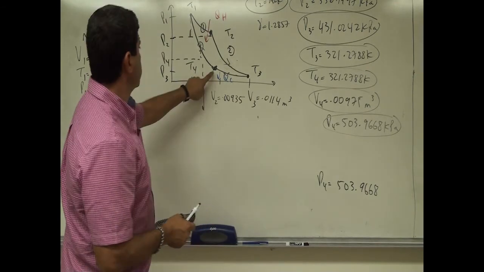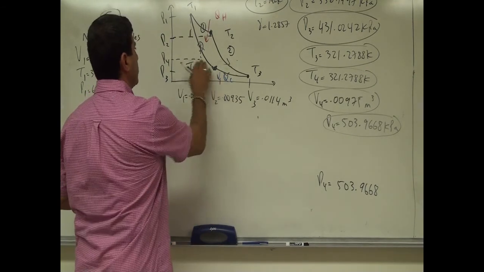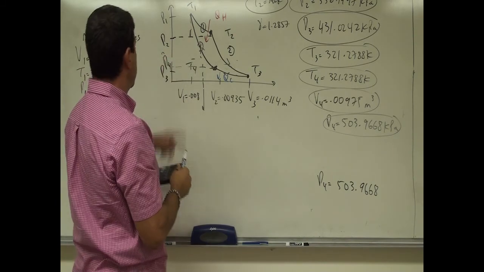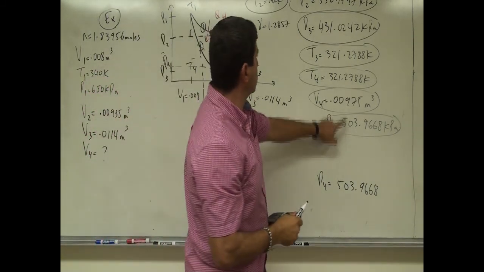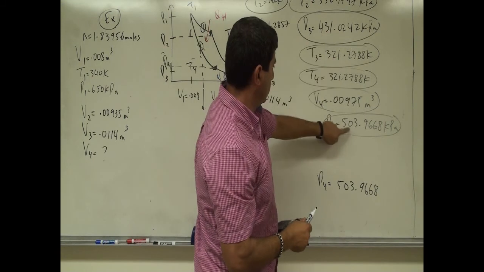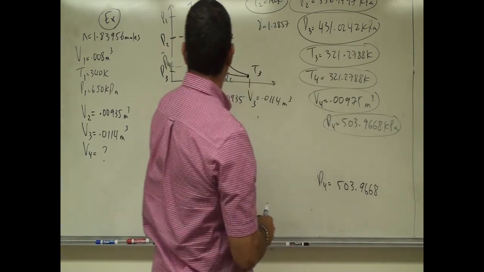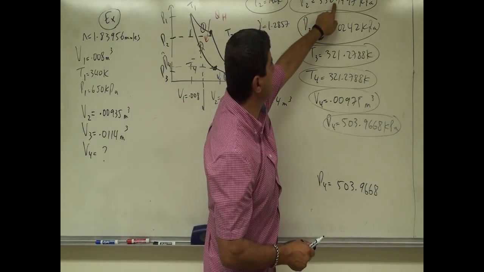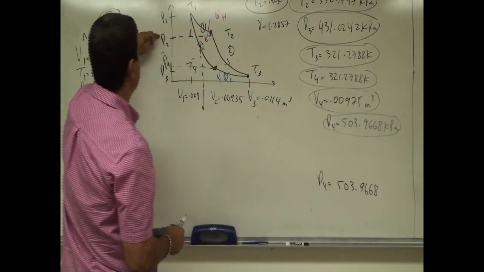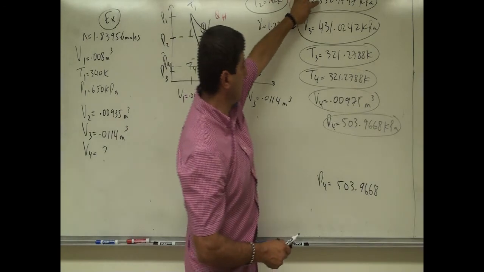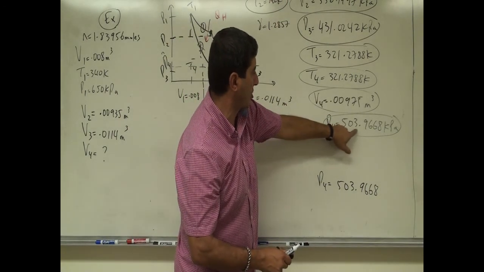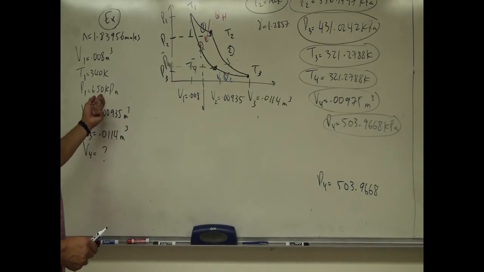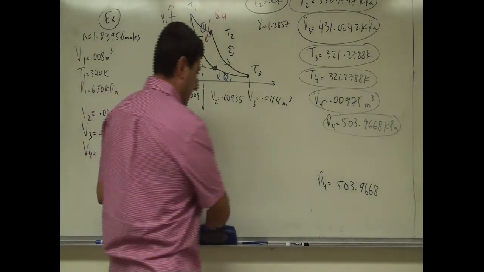Okay, so does that make sense? P4, which is this one, should be larger than P3. P3 was 431 kilopascal, right? So it should be larger, but it shouldn't be as large as P2. P2 was 556 kilopascal. See that P2 is way over there. 556, so that makes sense. This is 503, quite lower, right? And then P1, of course, is the largest, which is 650. You see? Okay, so now we've got all the pressures.